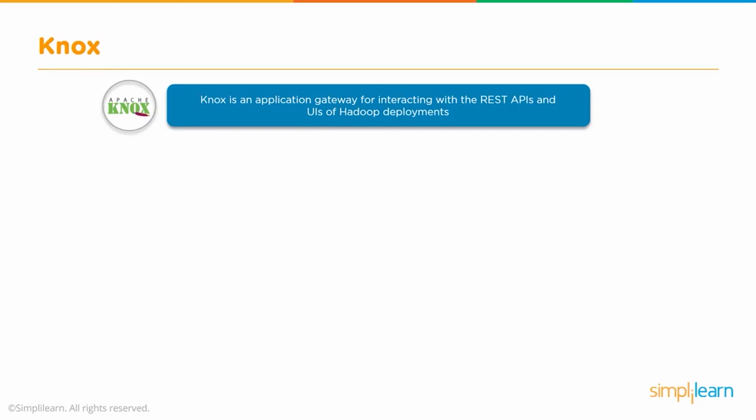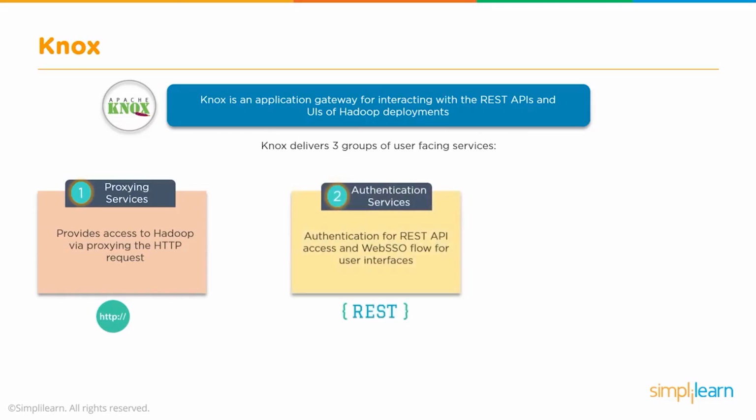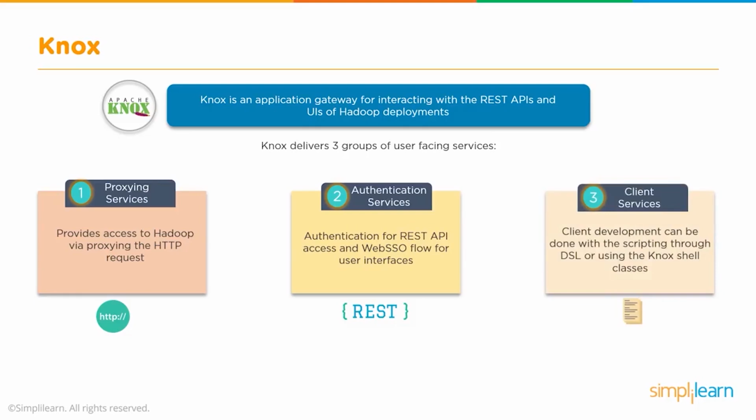This means this is looking at the actual data coming in, what applications are going on. So if you have an application where people are pulling data off of the Hadoop system or pushing data into the Hadoop system, the Knox is going to be on that setup. And it delivers 3 groups of user-facing services. 1, proxy services, provides access to Hadoop via proxying the HTTP request. 2, authentication services, authentication for REST API access and web SSO flow for user interfaces. So there's our REST. And finally, client services.